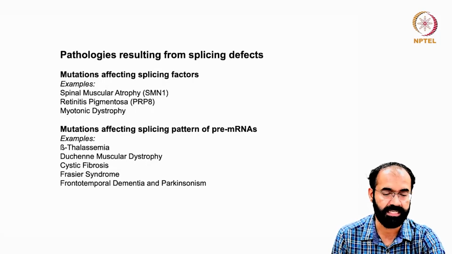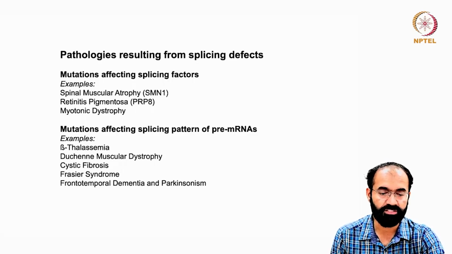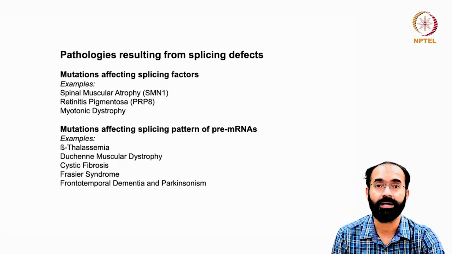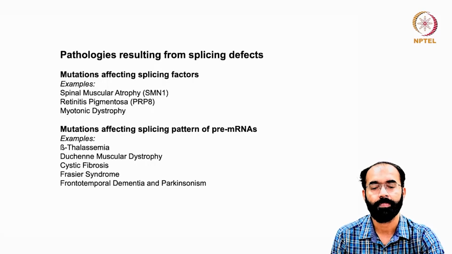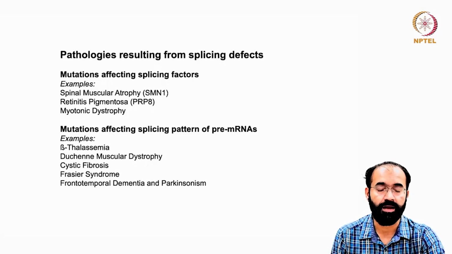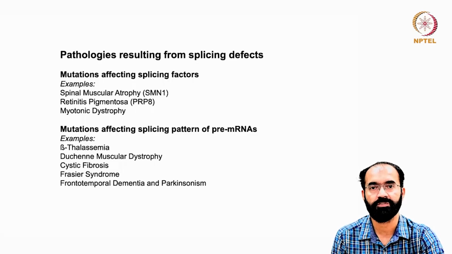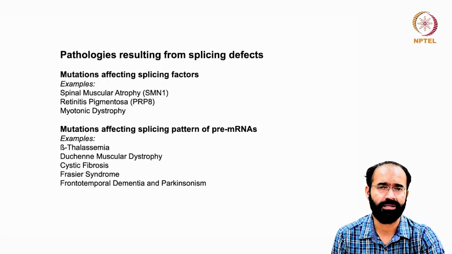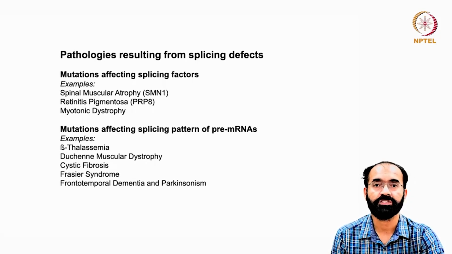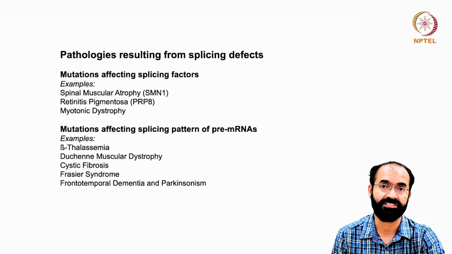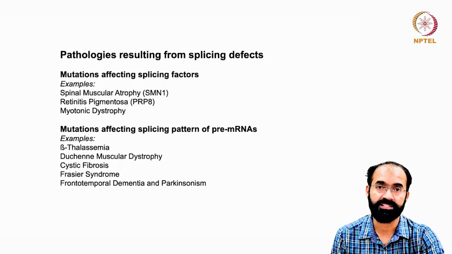Examples of these diseases include beta thalassemia, Duchenne muscular dystrophy, cystic fibrosis, Frasier syndrome, frontotemporal dementia, and Parkinsonism. Many a time some of them affect a specific gender, like Duchenne muscular dystrophy. These are X-linked genes that mainly affect males, because males have only one X chromosome. But understand, many of these problems occur not because of any defect in the gene as such. The defect is in the splicing event.